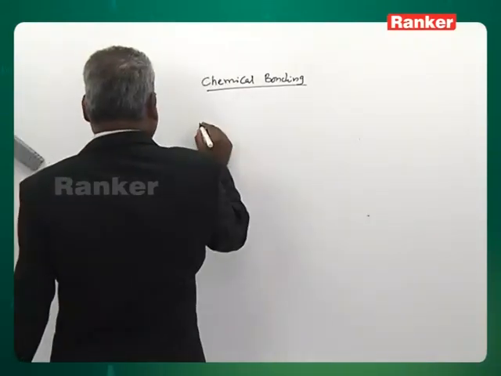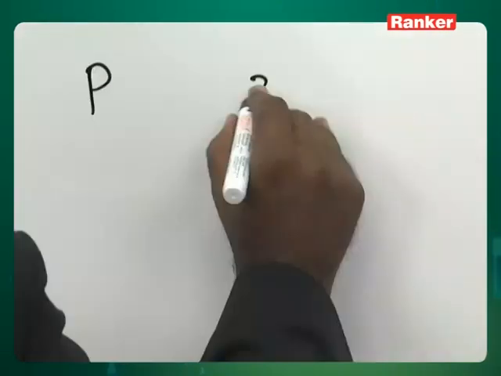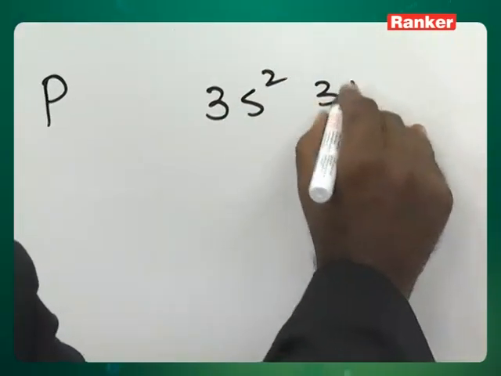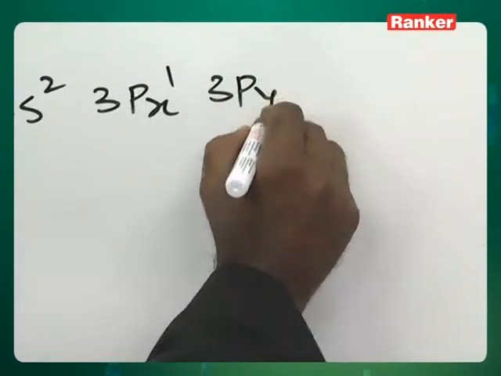And look at phosphorus. 3s2, 3px1, 3py1, 3pz1.